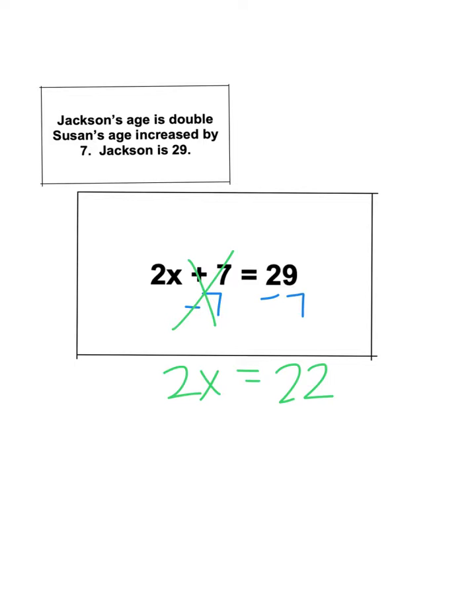Then I'm going to go a step further and I'm going to try and get rid of this multiply x by 2. And the way I'm going to get rid of that is to do the opposite of multiplication, which is division. So I'm going to divide by 2, which means I need to do the same thing on both sides. So if I am dividing by 2, I now have multiply x by 2 and divide it by 2, so that's going to cancel out. And I'm left with just x on its own. And then I've got 22 divided by 2 on the other side, and that is 11. So that is how I know that Susan's age, which is x, must be 11.